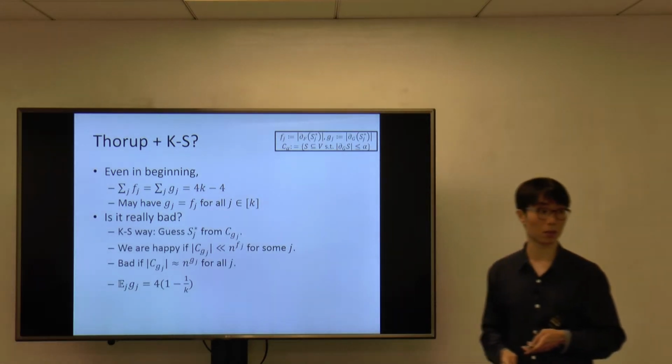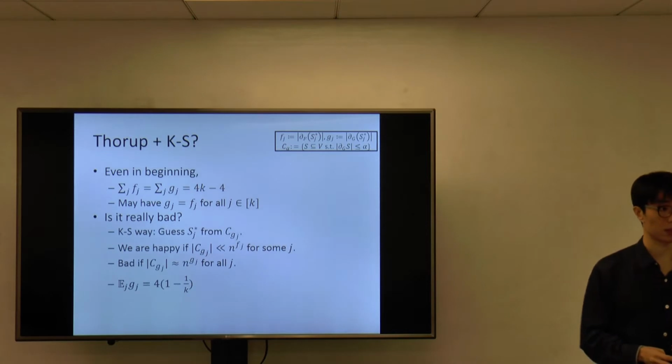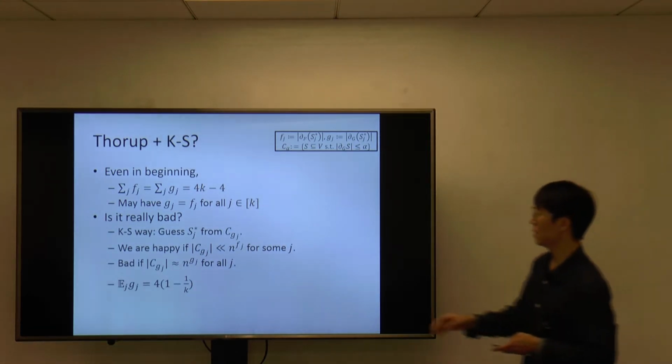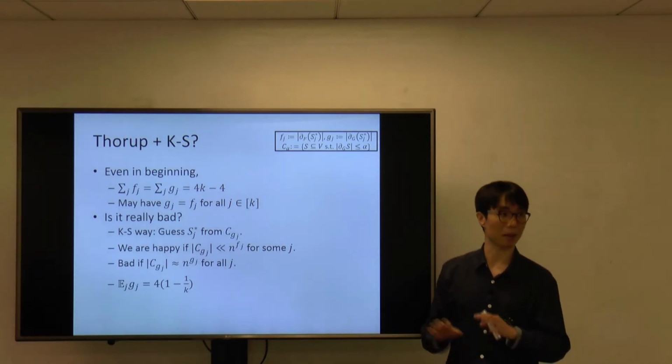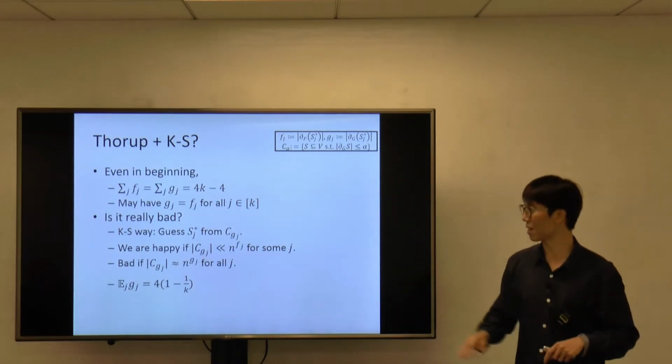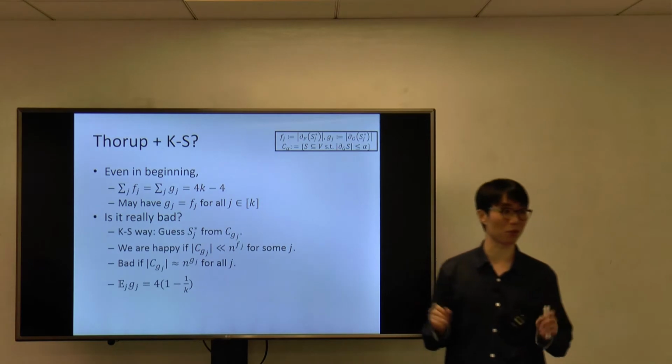So I'm a bit confused. Don't you mean n to the Fj in the second last line? Yeah, I think, but actually their average, their sum, is the same. I think I'm being kind of vague here. Yeah, because n to the Gj is a very trivial upper bound.